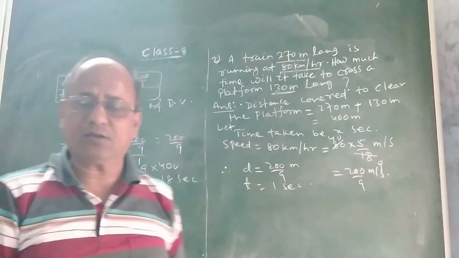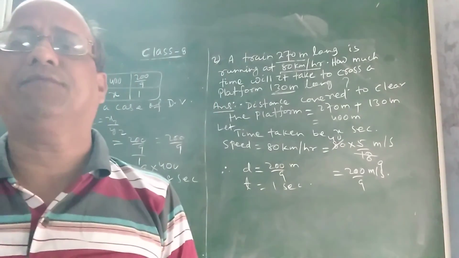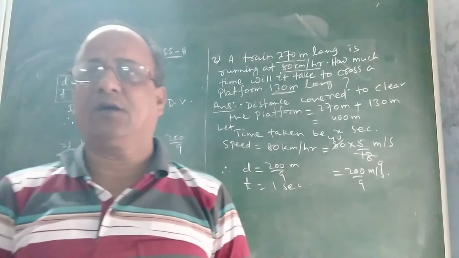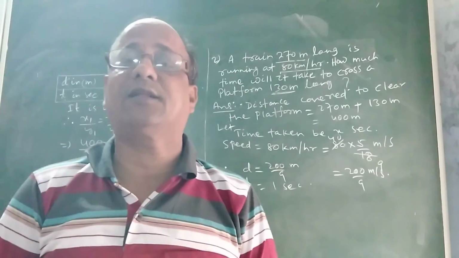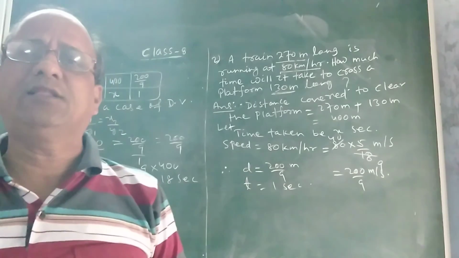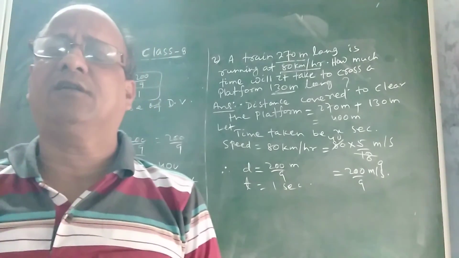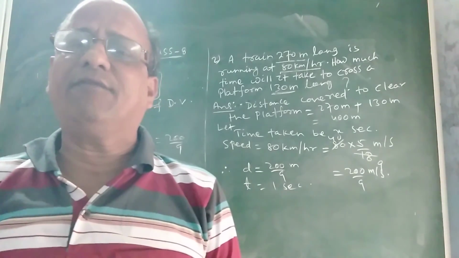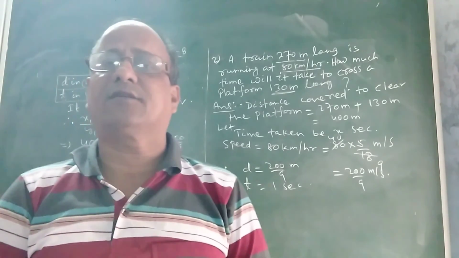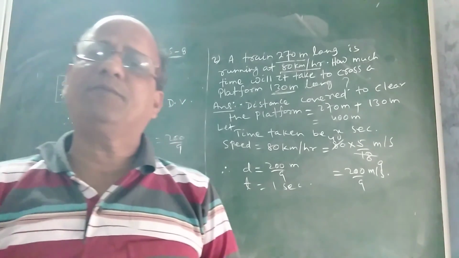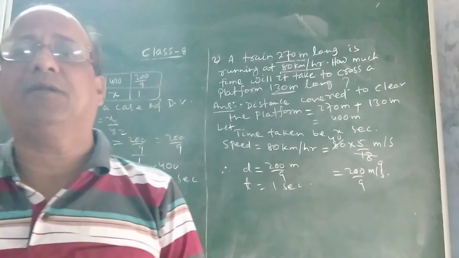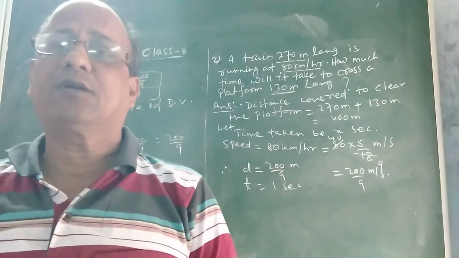I hope children you understood how to apply the concept of variation in problems involving speed, distance and time. So with this I completed the chapter variation in detail. Everything I discussed, I almost completed the chapter. Let all chapters be completed, then we will discuss problems of exercise. I hope you understood children.